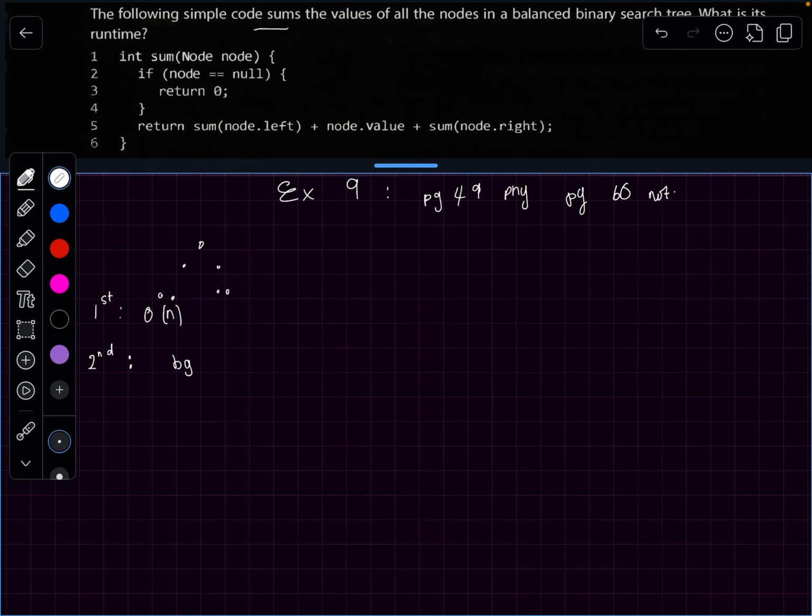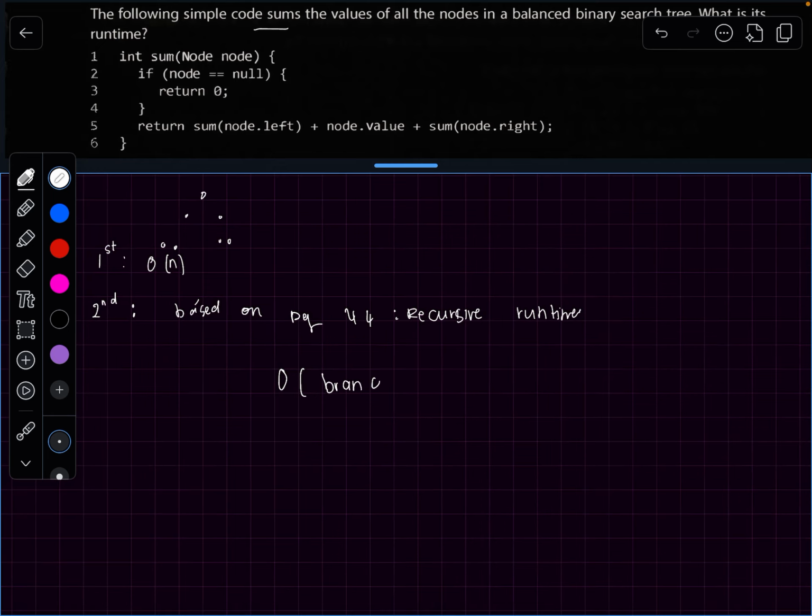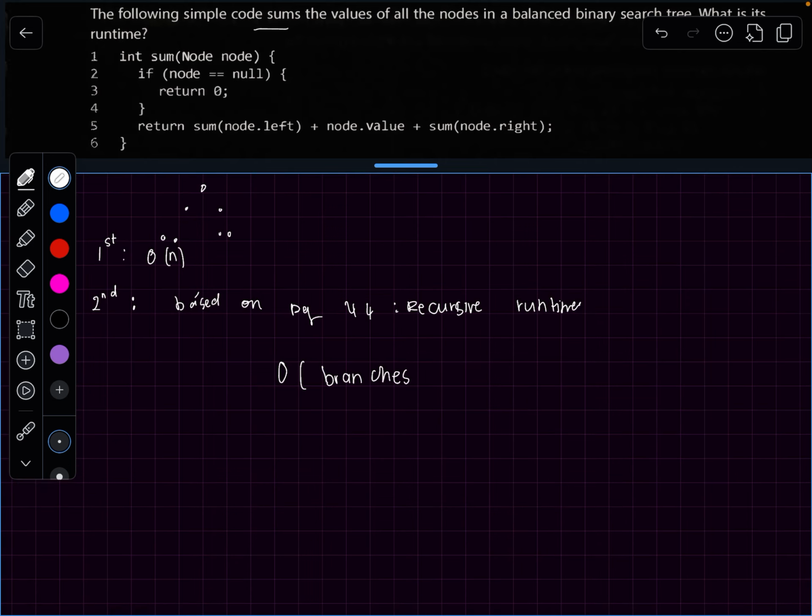Okay, and the second way uses what we learned on page 44 on recursive runtimes. She gave us a formula, which is O(branches to the power of depth). Apologies, it was big O of the branches, which is normally 2, to the power of the depth of the recursion.